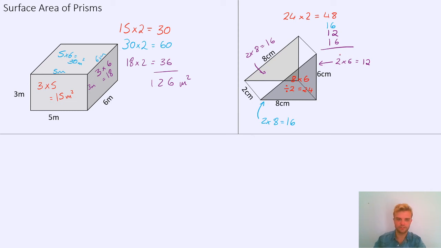If we add those 4 sides, the 4 numbers together, there are 5 sides altogether, but we've doubled the triangle because that was 2 of them. If we add all of these together, that's going to give us our surface area. So 8, 16, 24, carry the 2, 1, 2, 3, 7, 8, 9. So our surface area is 94 centimeters squared, just adding those up.